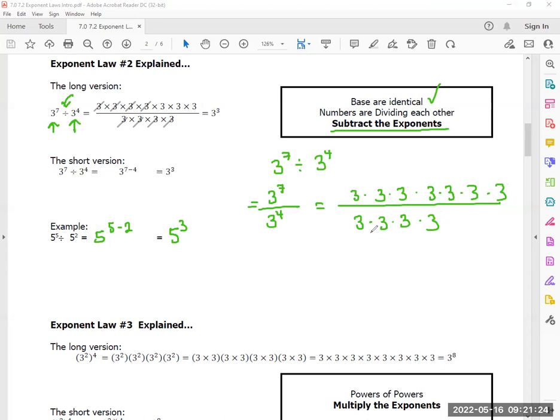And I hope you see it. You notice that a 3 is being multiplied, but it's also being divided. So essentially, what's 3 over 3? You can simplify that as 1.